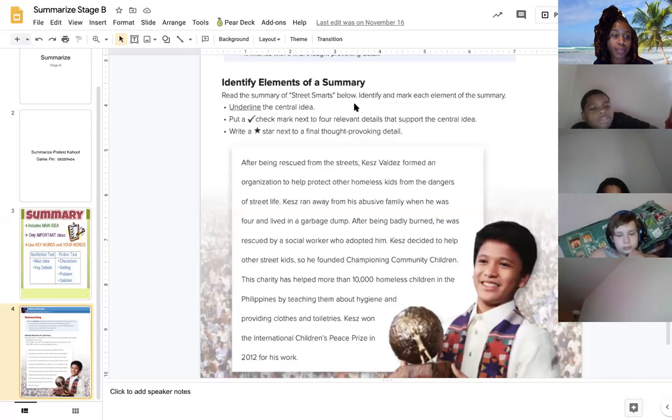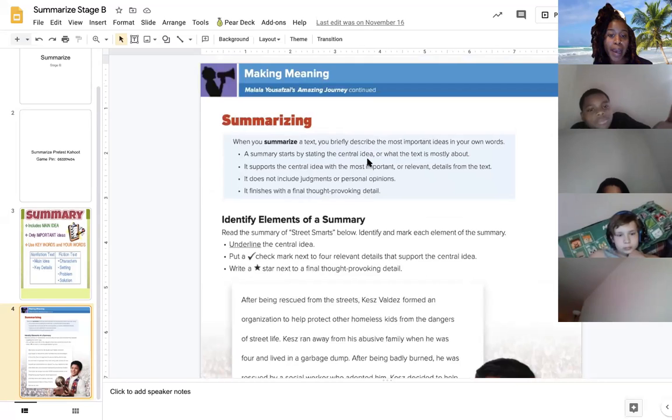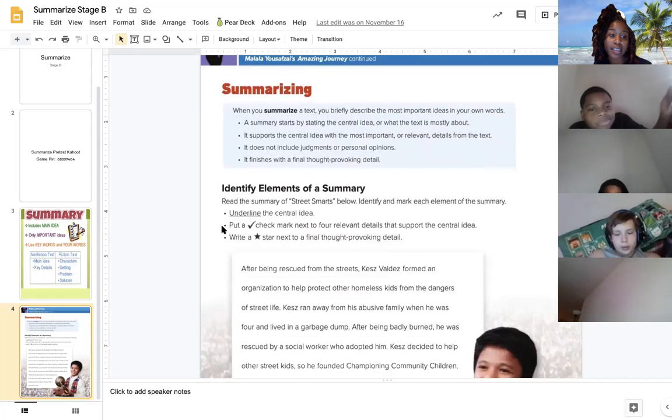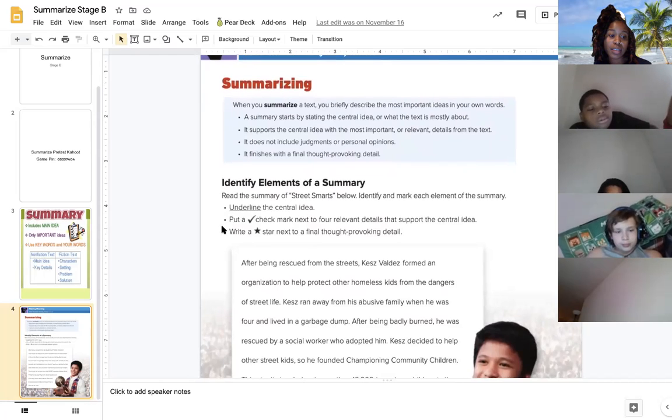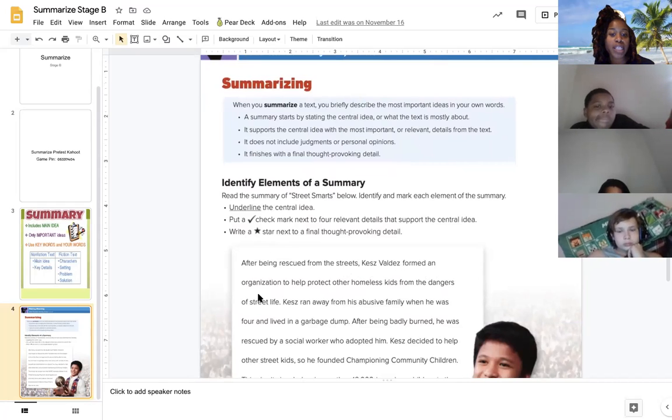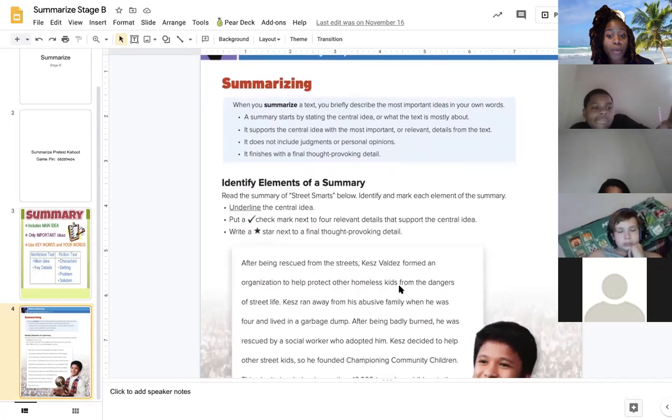I mean, first. So if we go back up here, it says a summary starts by stating the central idea or what the text is mostly about. So where do we need to look for the central idea? The first sentence? Yes, the beginning. The summary starts. That's our clue. Yes, the beginning. So after being rescued from the streets, Kes Valdez formed an organization to help protect other homeless kids from the dangers of street life.